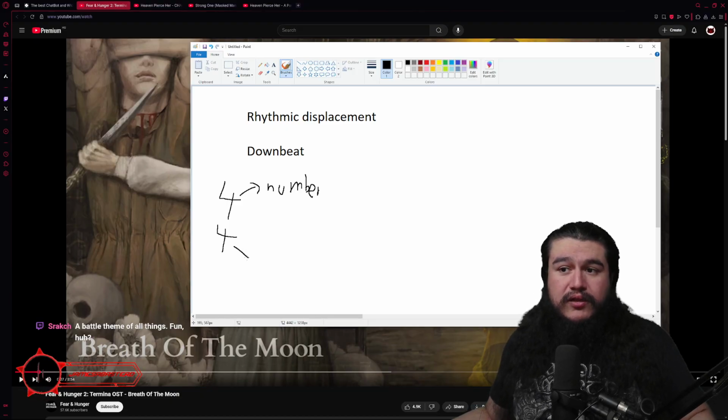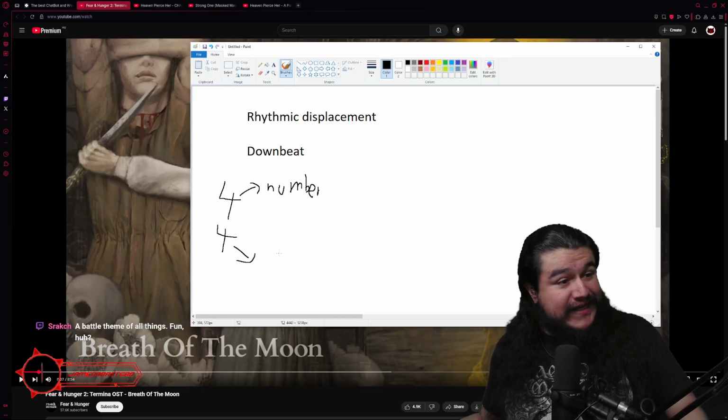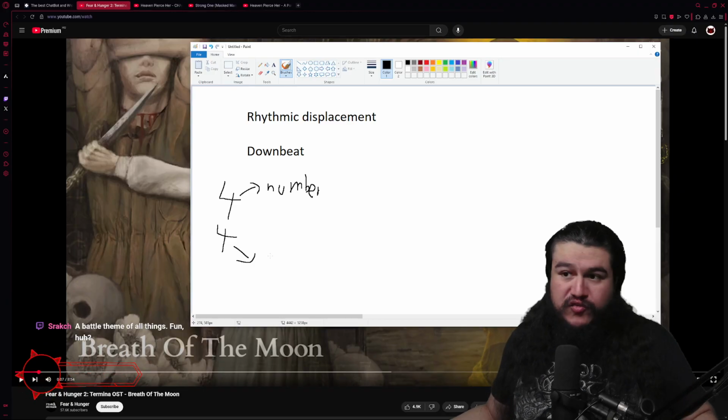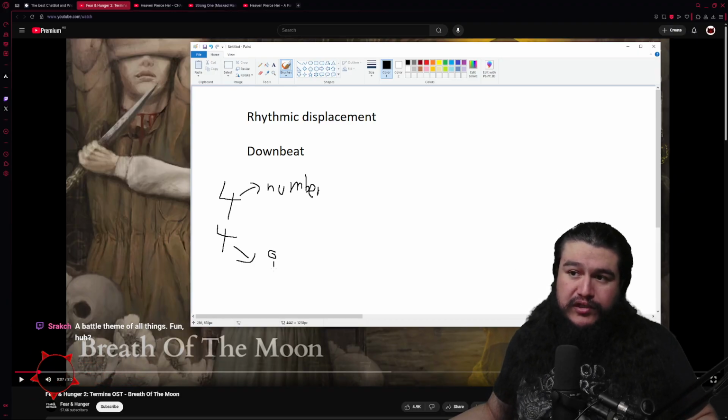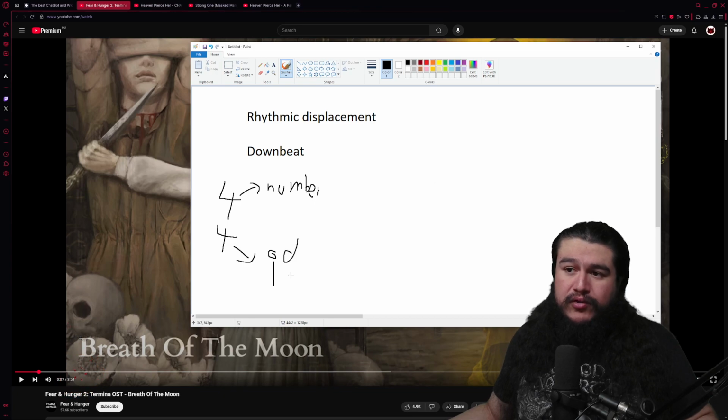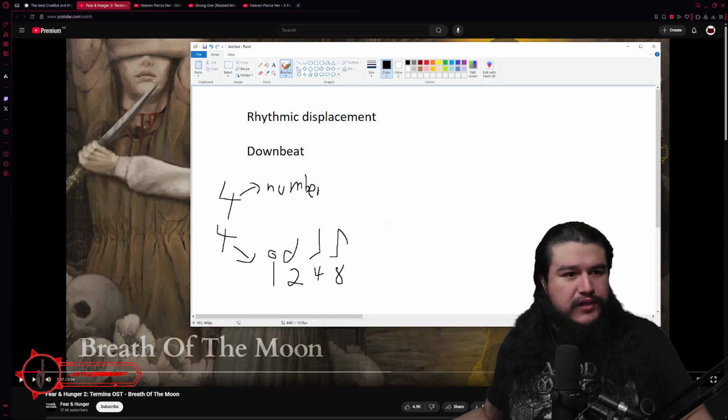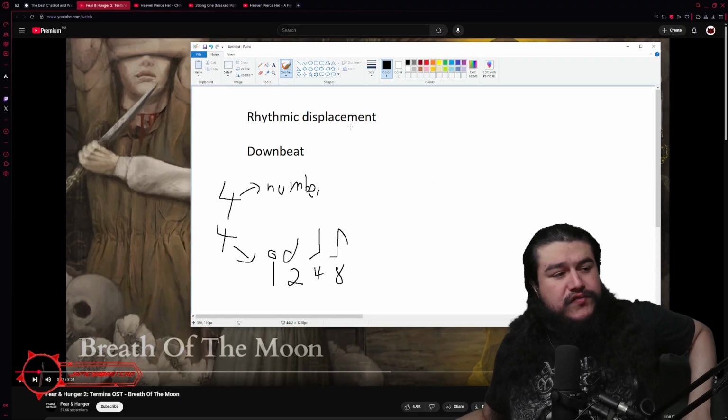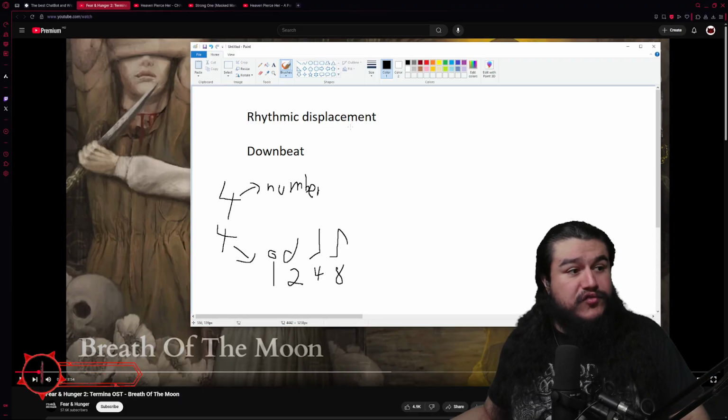notes, and the lower number determines which kind of notes, rhythmically speaking. So for whole notes, it's 1. For half notes is 2. Quarter notes is 4. Eighth notes, 8. So on and so forth. It's a battle thing. I can see that because the drum that played is a war drum.